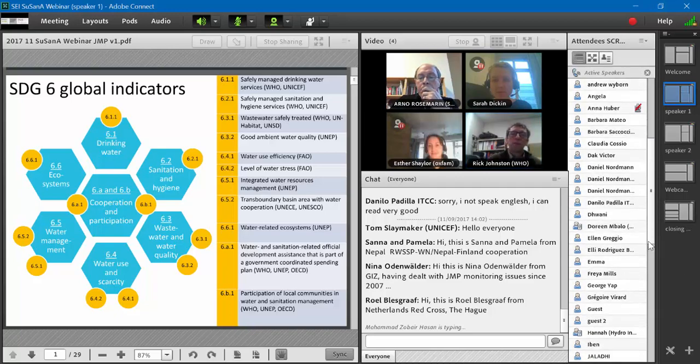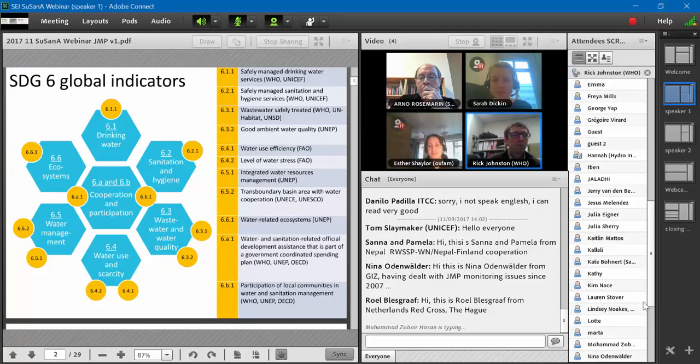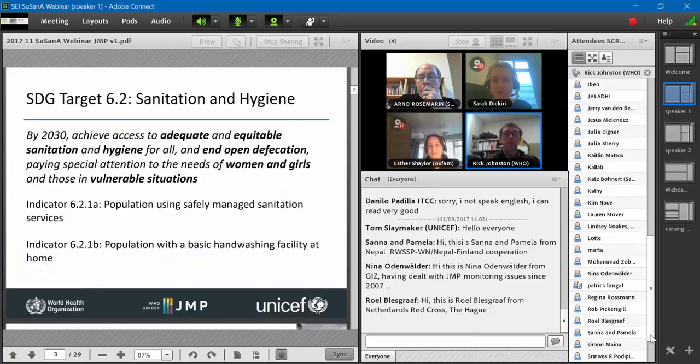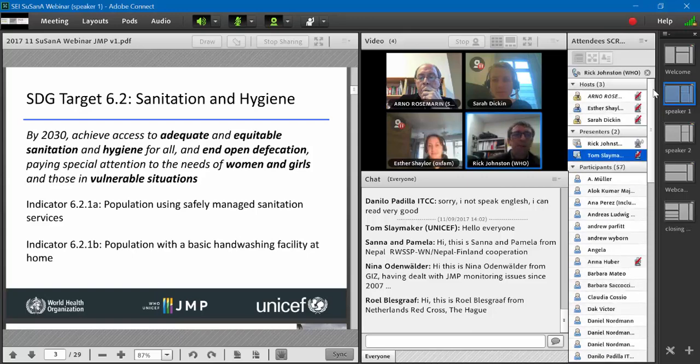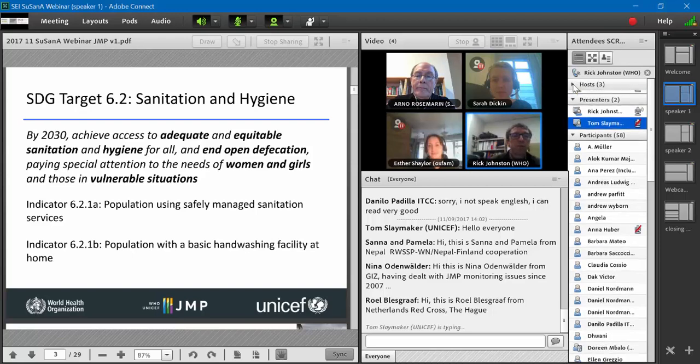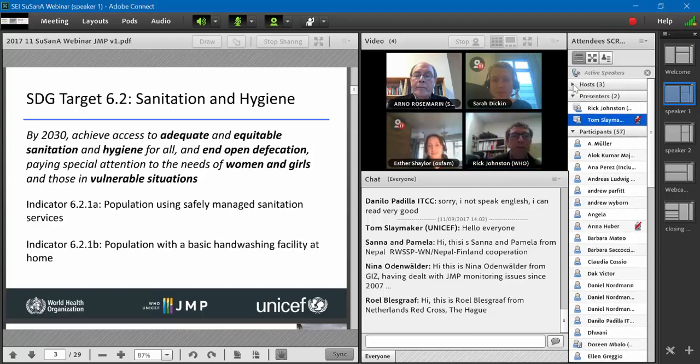So within that framework, let's zoom in and look a little bit at target 6.2 on sanitation and hygiene. You see the target text, and it has a lot of important, meaningful words in it: that there should be access to adequate but also equitable sanitation and hygiene for all. Hygiene is new to the global monitoring framework. It also calls for ending open defecation, while paying special attention to the needs of women and girls and those in vulnerable situations.